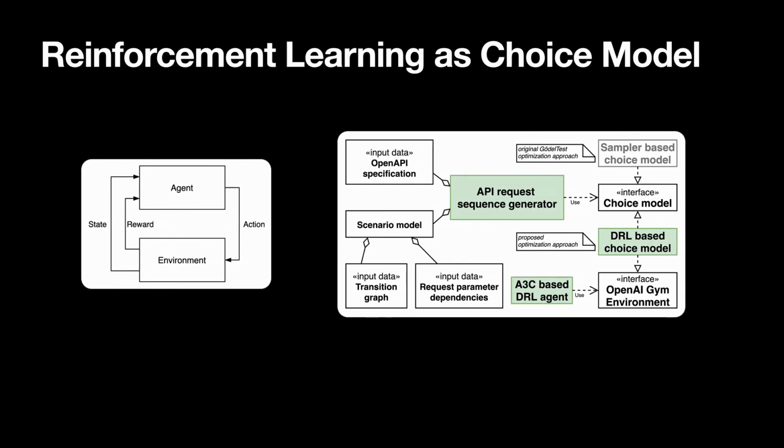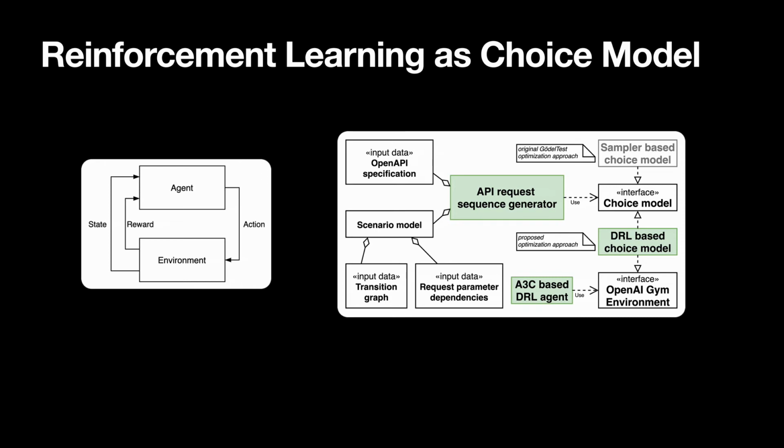This is a general overview of the framework that we made. So on the left we see the stuff that I talked about earlier, right? The OpenAPI specification and the scenario model. These are used by the generator for sticking to the rules of generating valid test data. And then on the right we see how the generator relates to the choice model.